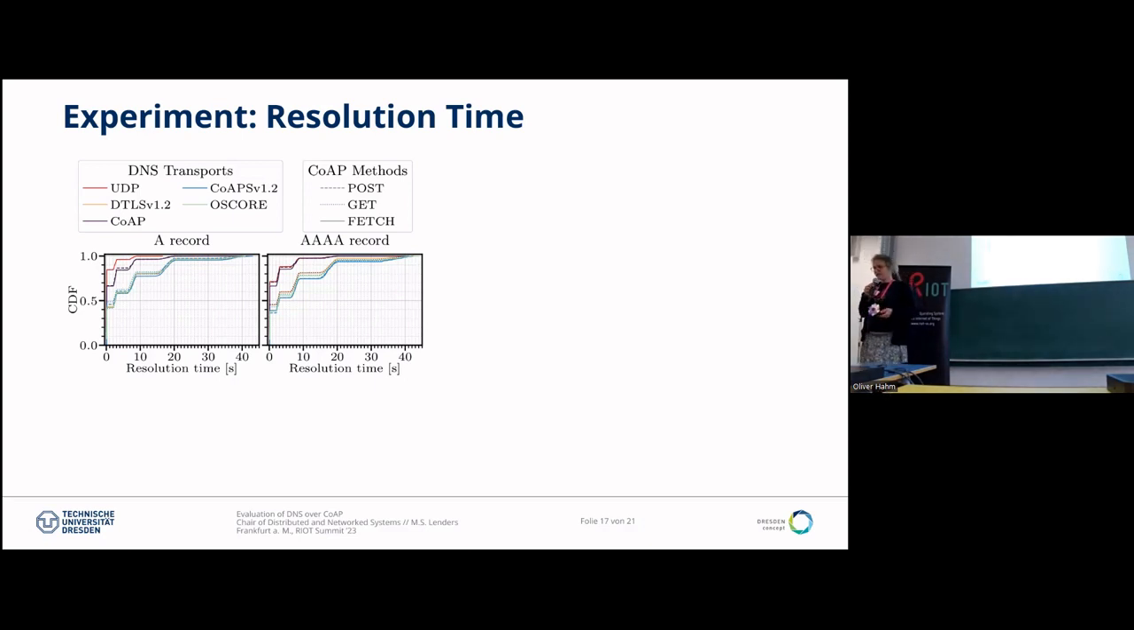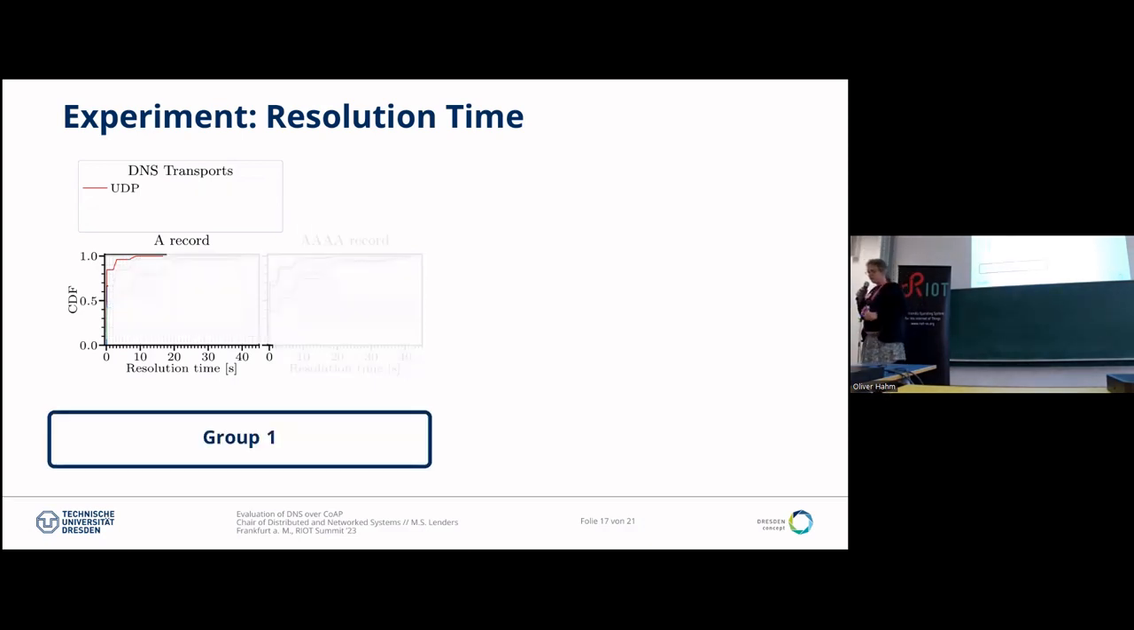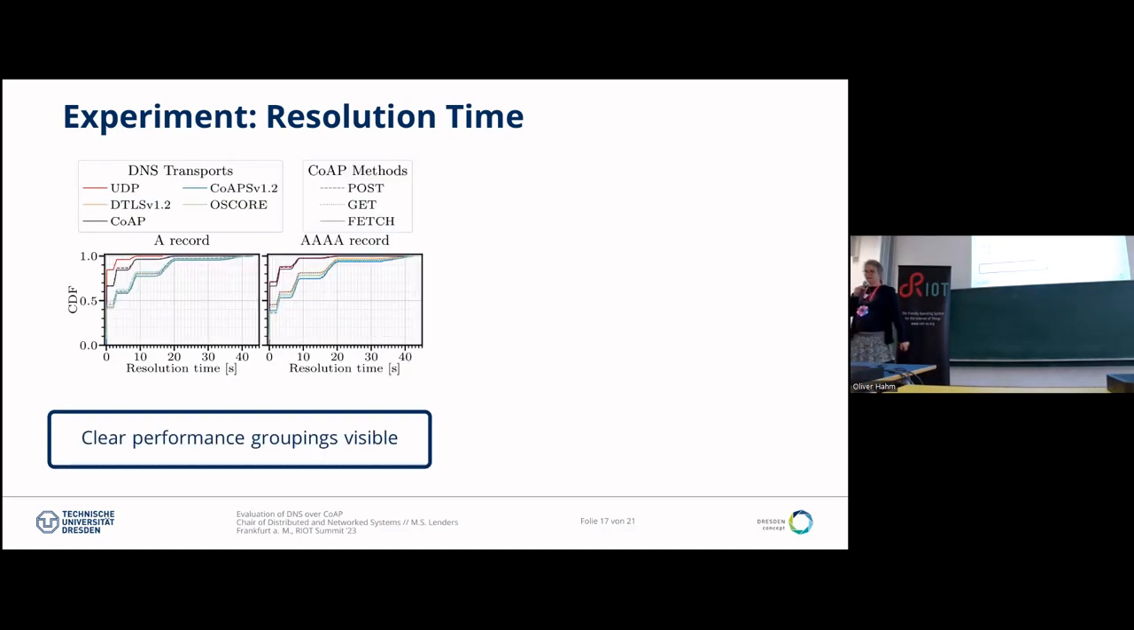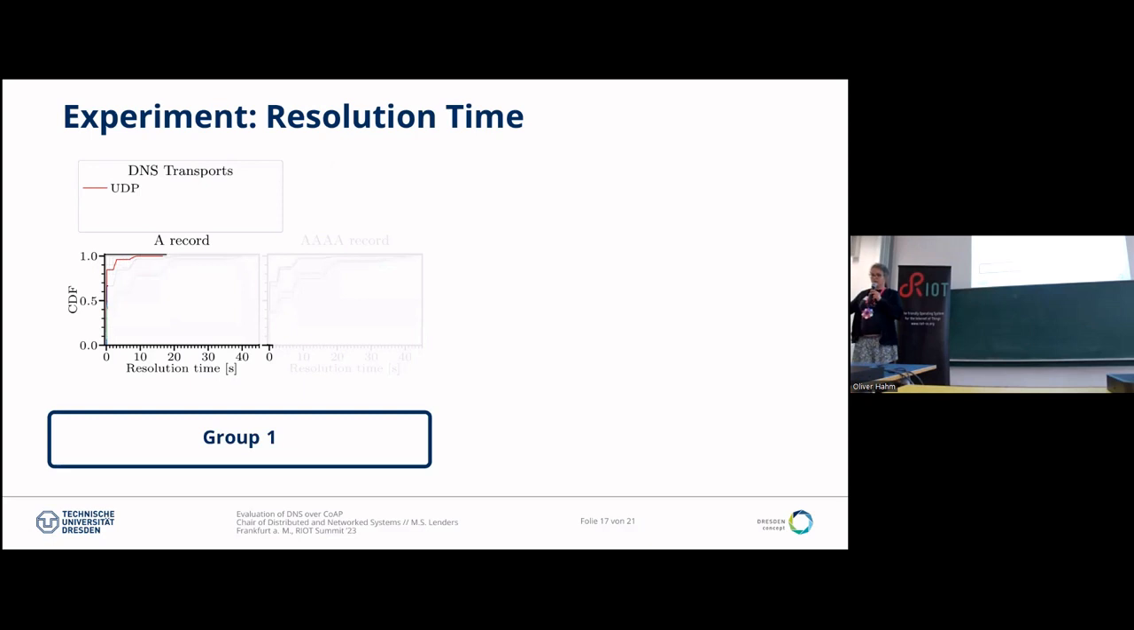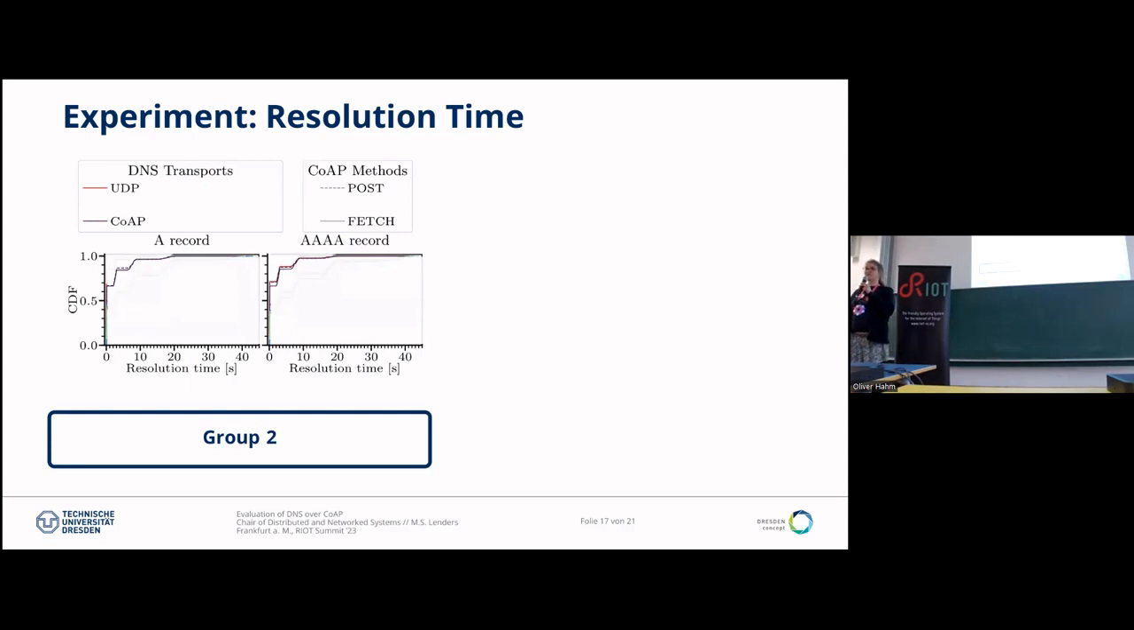And what we can see is that there are three clear performance groupings visible. The first group is basically just the UDP queries for A records. Then for UDP AAAA records and POST and FETCH, we have the second grouping. And the third grouping is all the rest, basically all the encrypted stuff and the AAAA records.